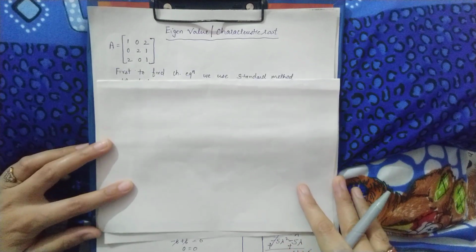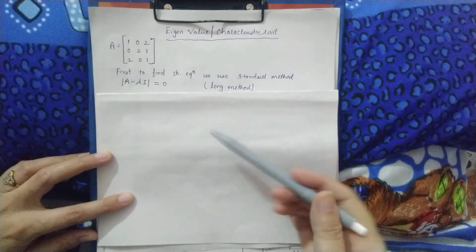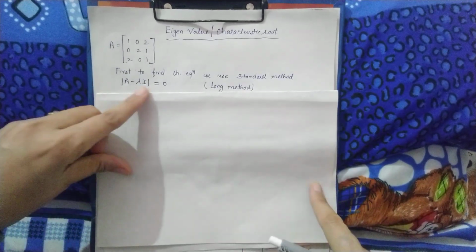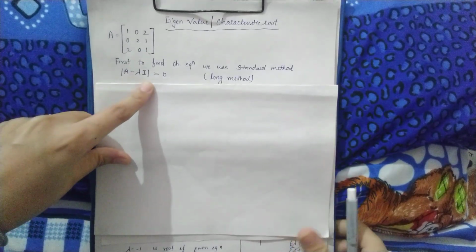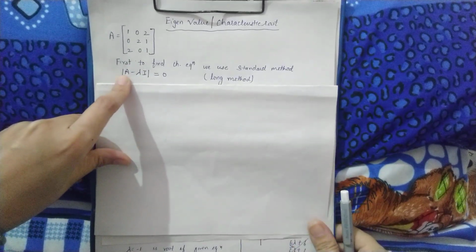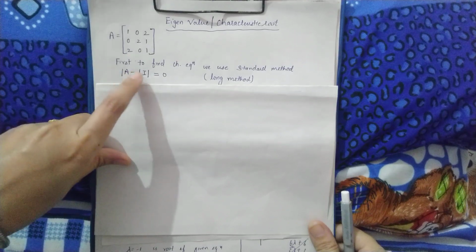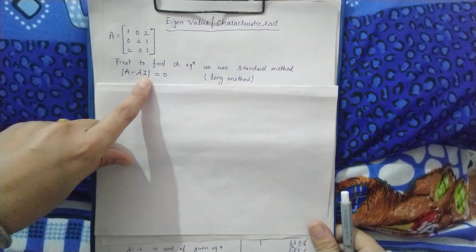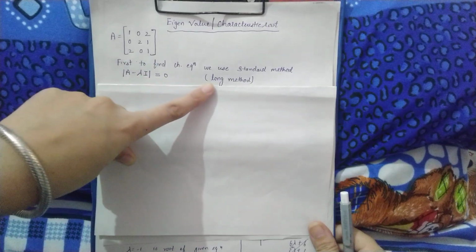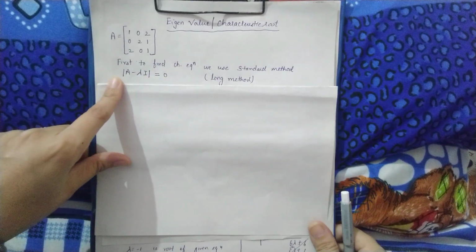What is the way to find the characteristic equation? It is |A minus lambda I| equal to 0. This is called the characteristic equation, right? Here we put the value of the given matrix A. Lambda is a scalar, I is an identity matrix. But this is a very long, time-consuming method.